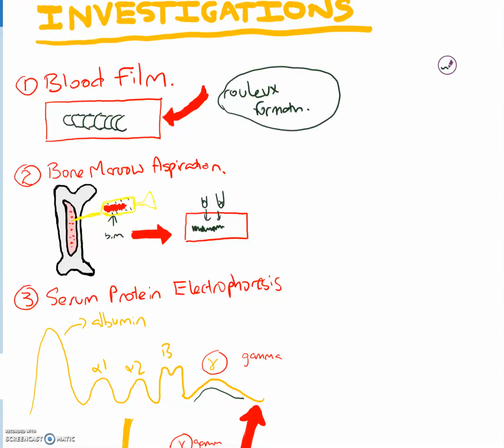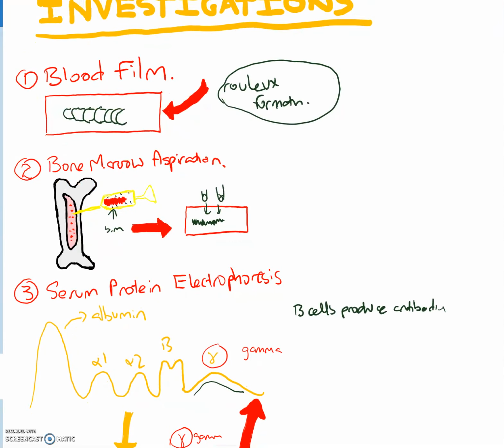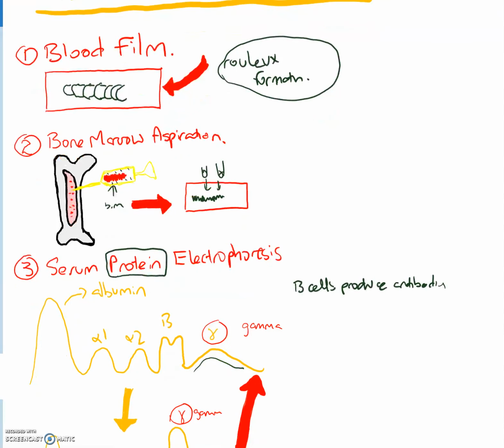The next thing we could do is based on the fact that these B cells produce antibodies. So we can check the blood serum for antibodies by serum protein electrophoresis. Now, a normal serum protein electrophoresis is supposed to look like this. As you can see, it displays all the proteins in the blood. So you have albumin, the alpha 1, alpha 2 band, the beta, and the gamma over here.